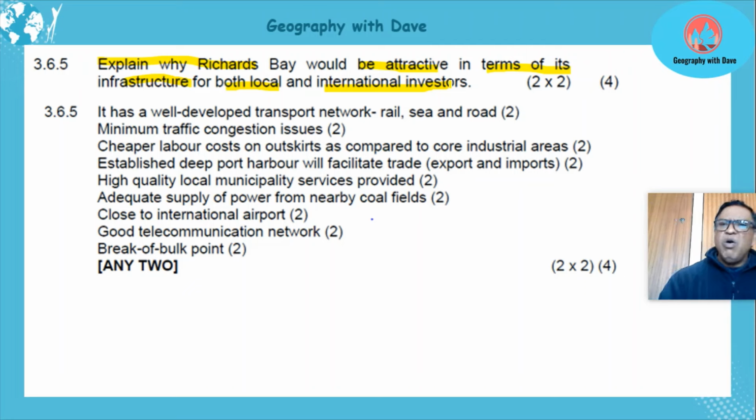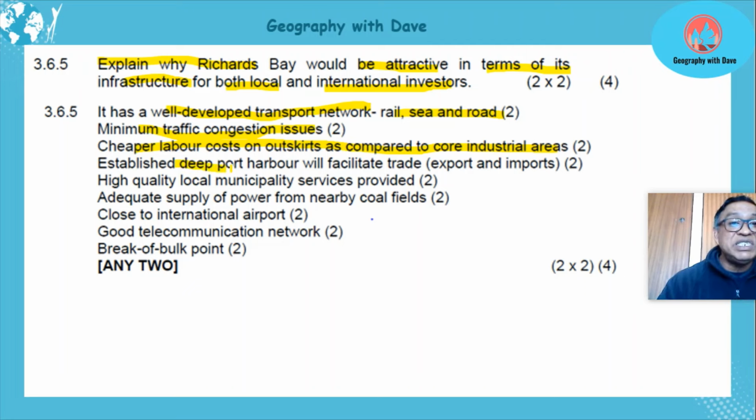Can you see, learners, all these questions are not difficult if you know your work as is indicated in this presentation. Look at these things. You know them already. A well-developed transport network: rail, sea, and road. Can you see it? All right. Minimum traffic congestion issues. Maybe you didn't know that, but it's fine. You understand, you've got two you need, and the maximum you can get asked is 4. Cheaper labor costs on the outskirts compared to the core areas, something that you need to think about, which is true. All right. Cheaper labor costs; core areas are more expensive.